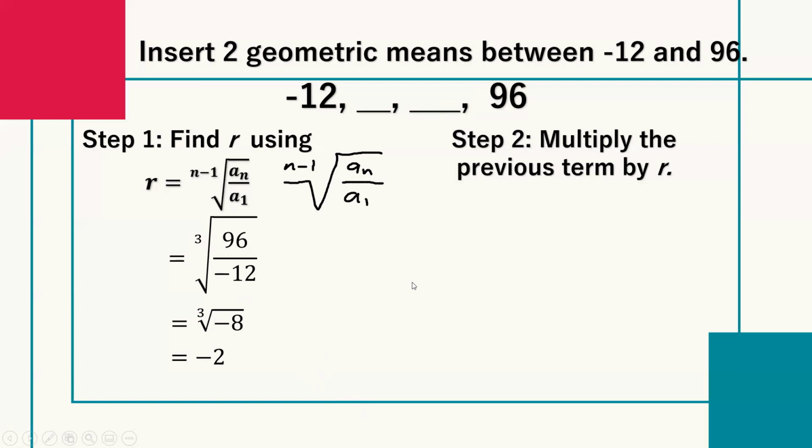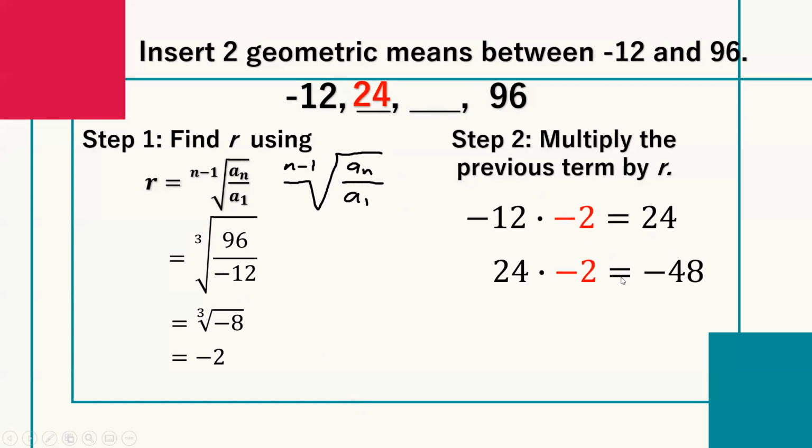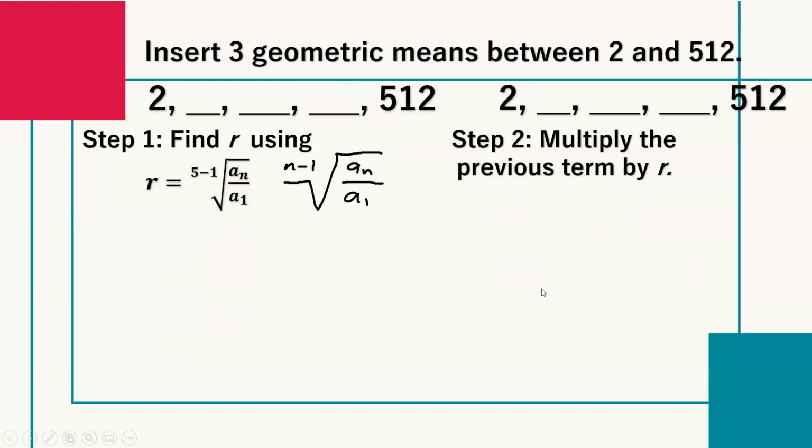You will just multiply the previous term by the common ratio negative 2. Get the first term negative 12. Then multiply it by the common ratio. We have positive 24. Okay, and then after that, multiply ulit natin si 24 kay negative 2, and that is equal to negative 48. Then kapag minultiply ulit natin siya using the common ratio, negative 48 times negative 2, that is equal to positive 96. Right? Sige. So we have another example here.